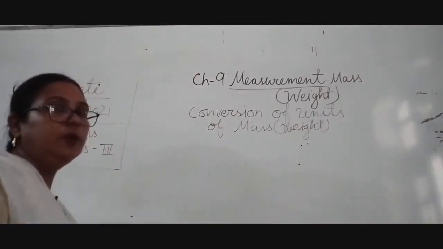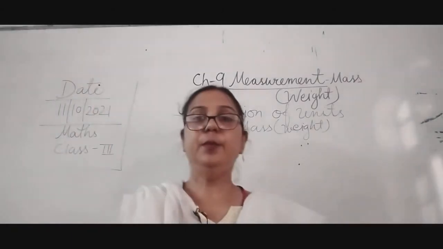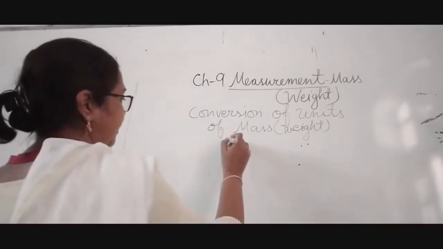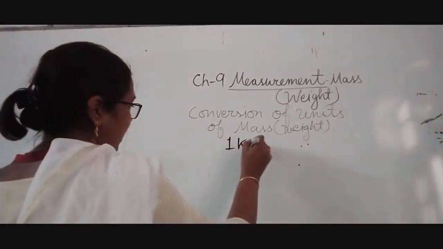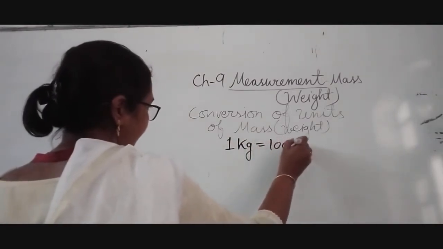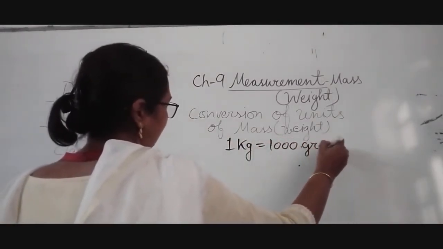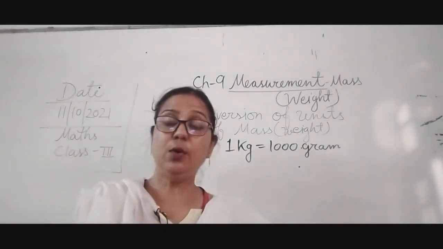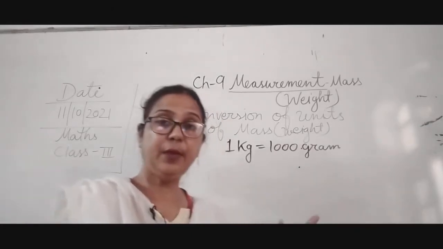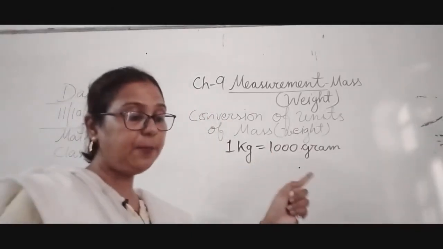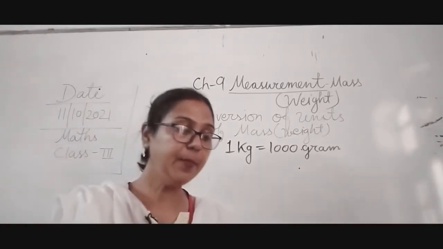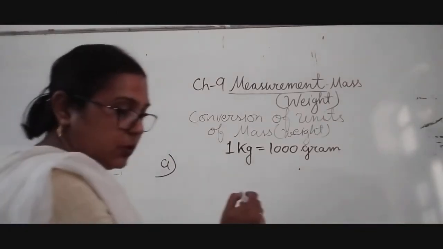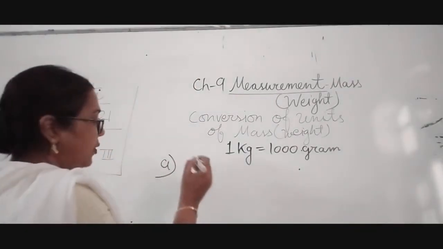Okay children, for this, first of all, we must know that 1 kg equals 1000 grams. 1 kilogram equals 1000 grams. When we are going to convert into grams, what will we do? We will multiply by 1000. So the first thing we are going to learn today is to convert kilograms into grams.